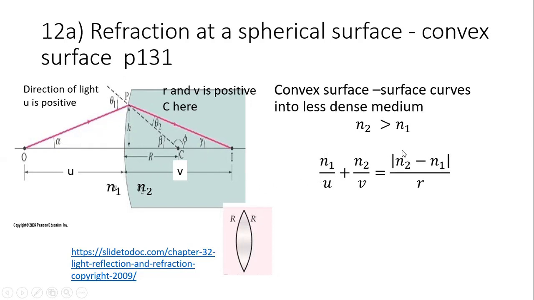So that's the formula. This one, you want it positive. It can be N2 minus N1 or N1 minus N2, but you want a positive value. N1 is always divided by U, the object distance. N2 is the second medium where you find the image. So if the image is on the left-hand side, then it will be negative. We use the idea that real is positive.